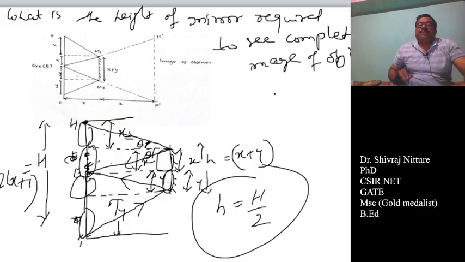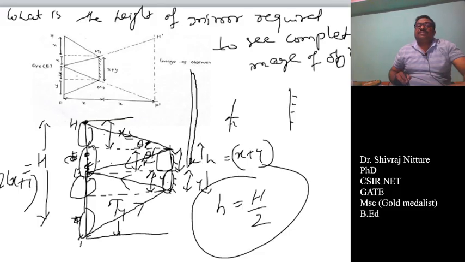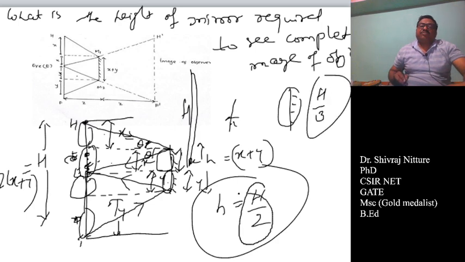Sometimes a similar case is asked. This is the mirror, and this is the wall behind the person. The person is standing here. To see this wall completely in this mirror, if the height of the wall is h, then the height of the mirror should be at least h by 3. Here the height of the object is h, and the height of the mirror should actually be h by 3. So like that you have to solve.